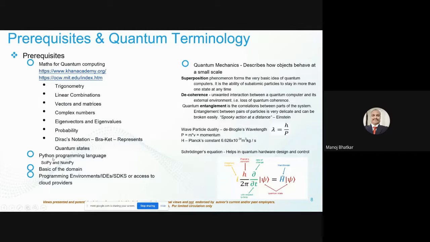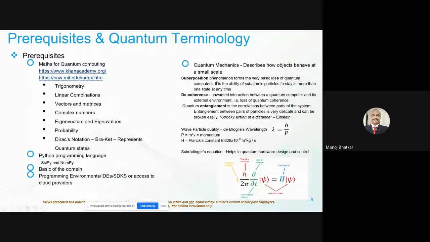You will need to know a little bit of Python programming, if not at least SciPy and NumPy, some of the libraries to learn also, and a few Matplotlib and all other libraries. So most of these libraries will be required. Basics of the domain, whatever you choose to dwell into, and nowadays there is always a cloud version of everything. So programming environments, typically Visual Studio or your PyCharm or PyTorch or Anaconda, and integrated with Qiskit or Cirq, which we will discuss.